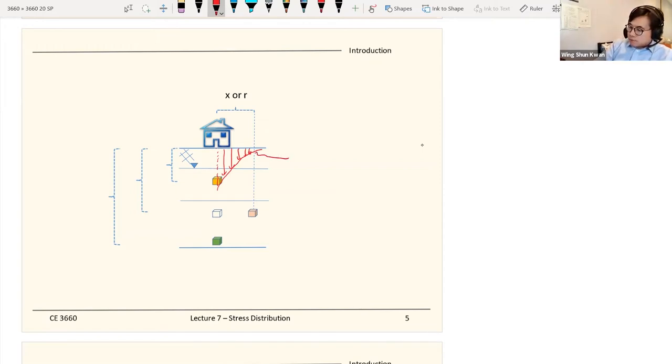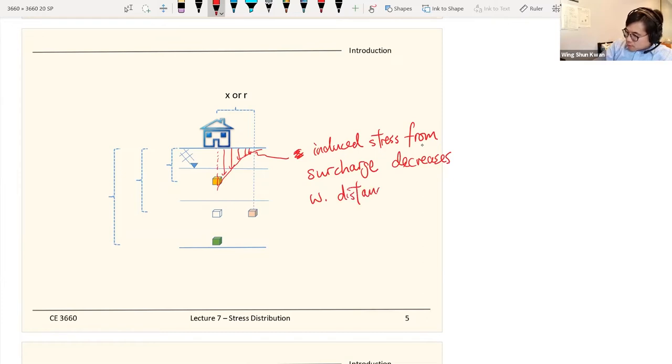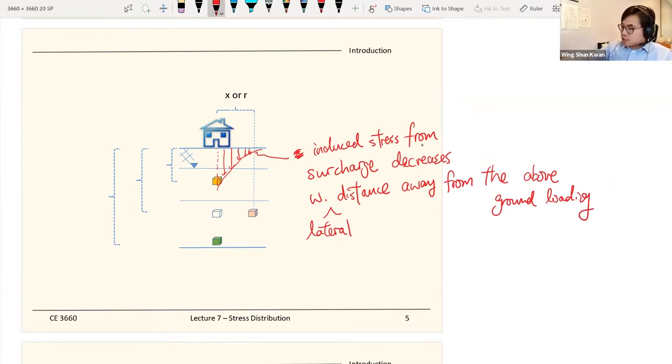So the stress induced from the surcharge decreases with distance away, or the lateral distance from the above ground loading. So this becomes a two-dimensional problem. It's not just a matter of going down, it's also a matter of going away from the loading you have.